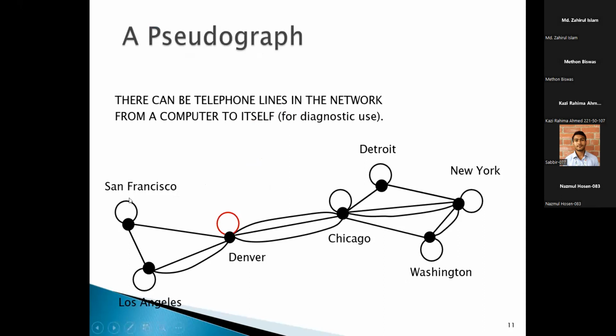So this is an example of the pseudograph. San Francisco loop, Los Angeles loop, Denver loop. You can find there are several loops, and also some multiple edges. So a graph that has both loops and multiple edges is called a pseudograph. Is it clear? বুঝতে পারছো?